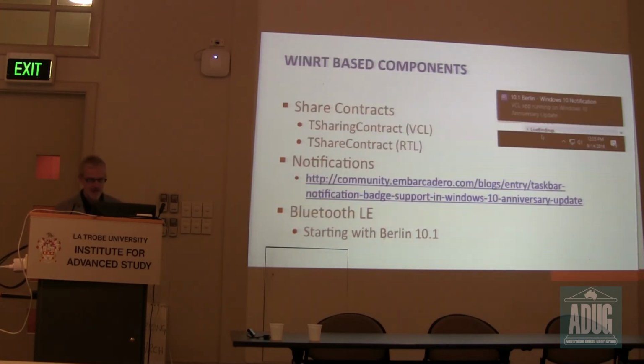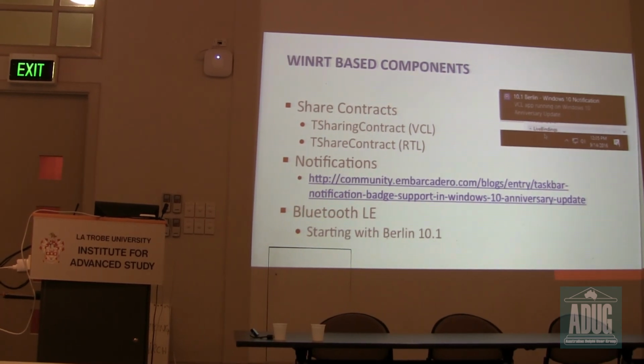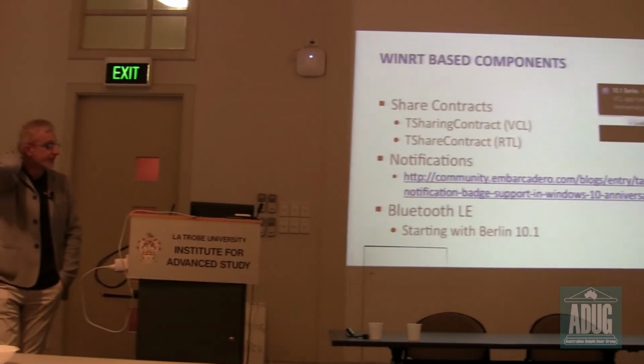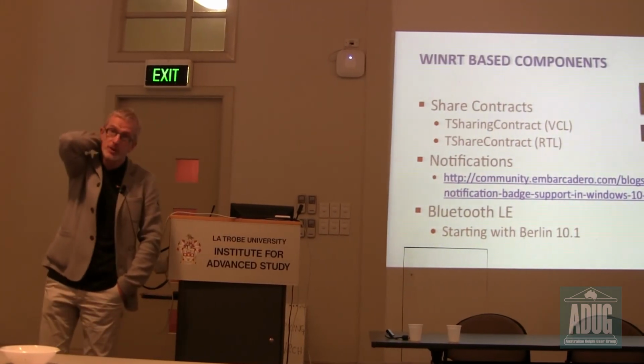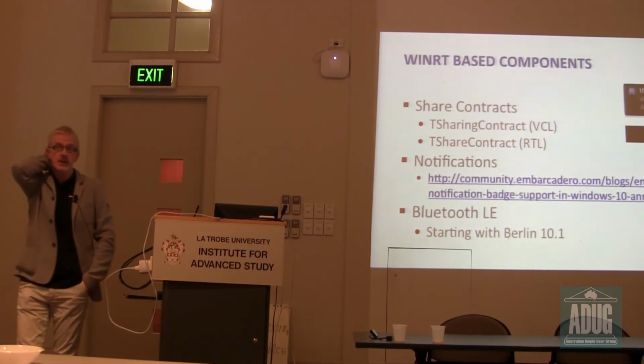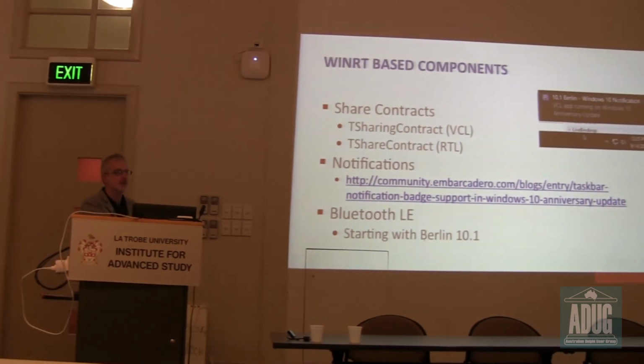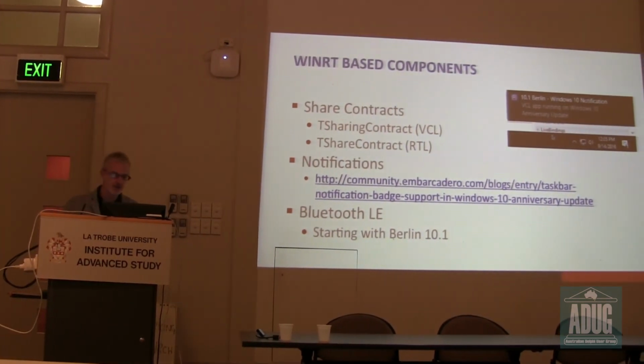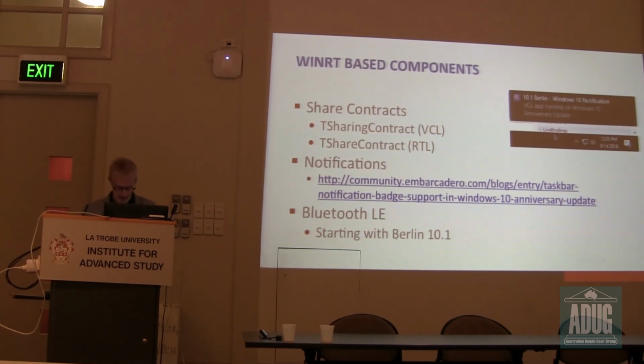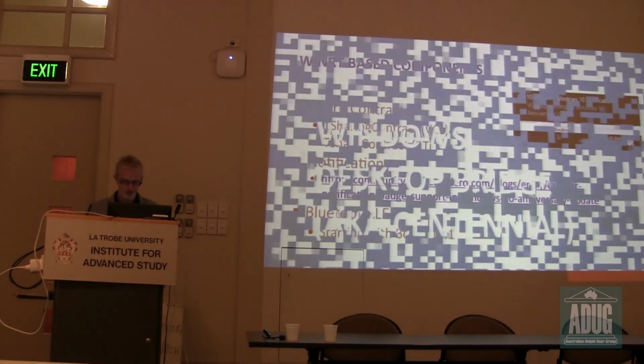Okay, so we have ready-to-use components: share contracts and notifications that are ready to use. We are also implementing Bluetooth LE on top of WinRT. There is no Bluetooth LE in Win32, it's only in WinRT. So we have three components that you just drop in that end up calling WinRT APIs.